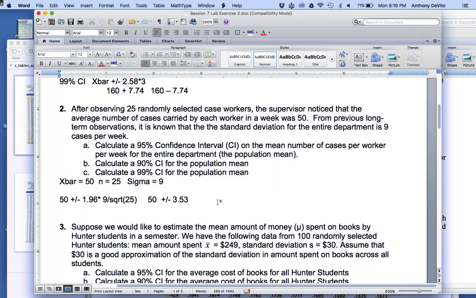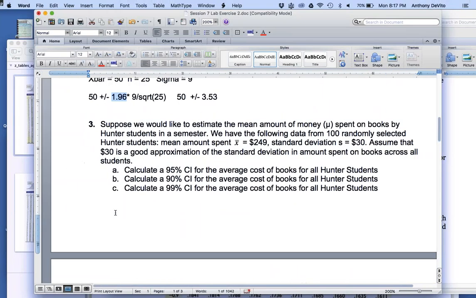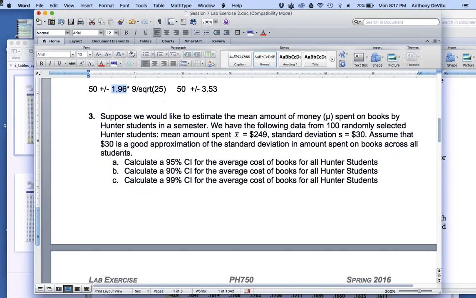Okay, so I add and subtract that from 50, and it gives me my 95% confidence interval. If I want a 99% confidence interval, what's the only thing that changes here? That 1.96 becomes, for a 99% confidence, what number? 2. Right. And for a 90% confidence interval, it becomes 4. Right. Good. Pretty easy, right? Now we're going to start to talk about why this is such a valuable thing.